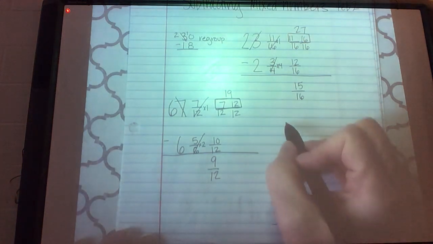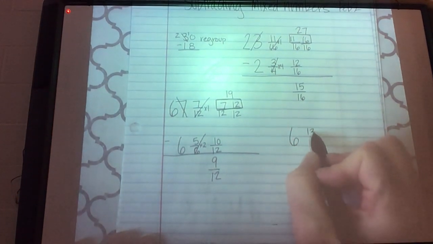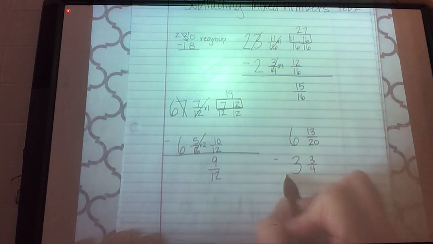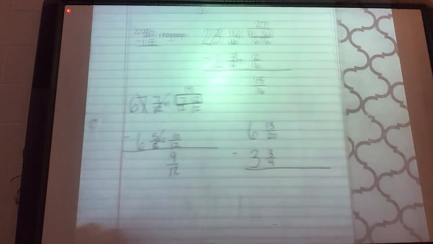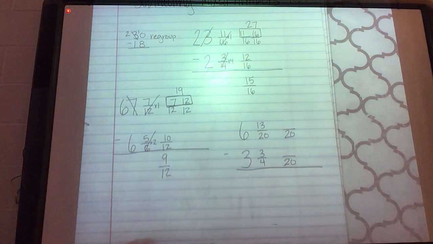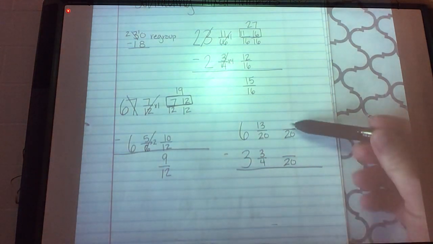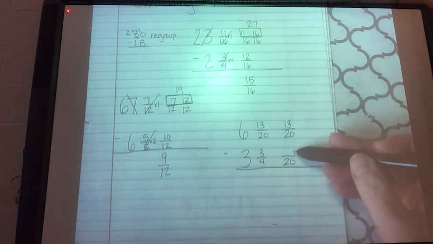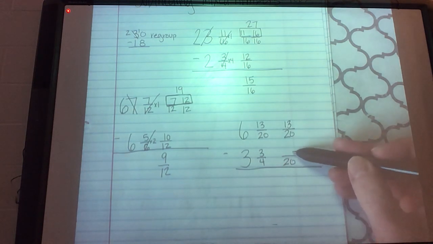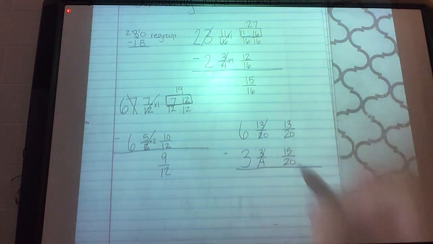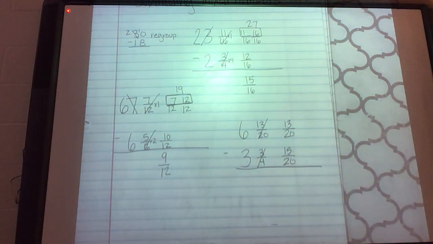All right, let's do 6 and 13/20 minus 3 and 3/4. What denominator am I going to use? 20. Good. If you can use the larger of the two denominators, use it. What is my numerator here? 13. And here? 15, because it was times 5. Can I have 13 minus 15?